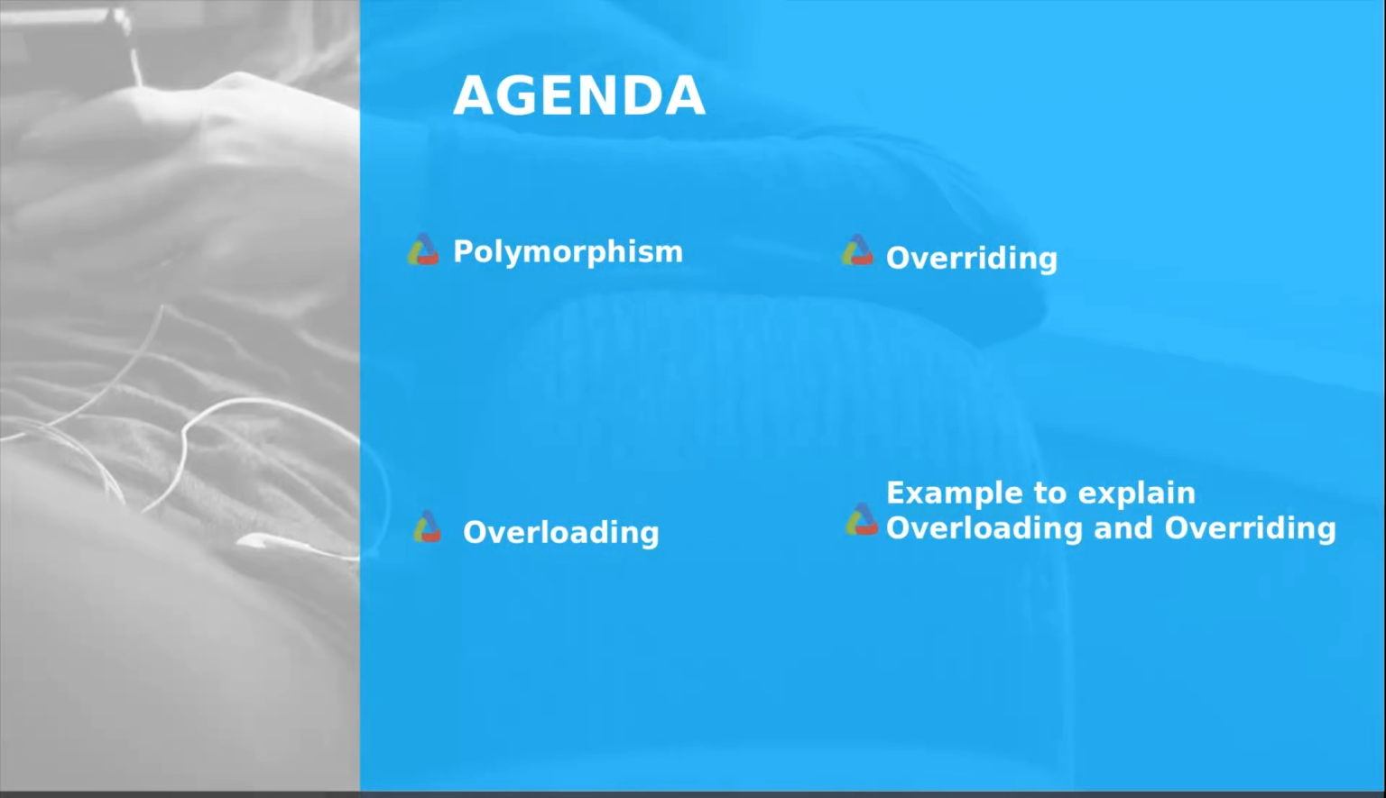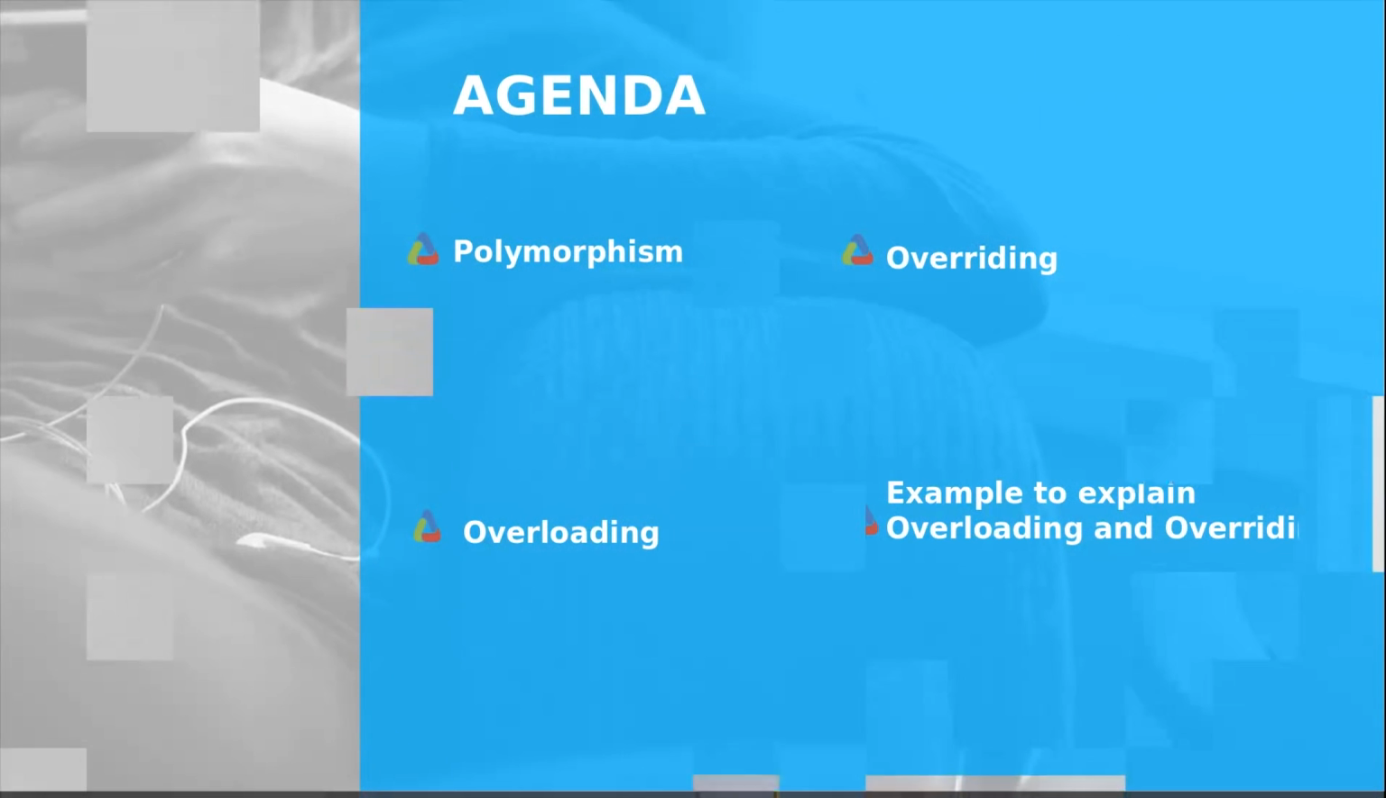The agenda for today's topic is polymorphism, overloading, overriding, and an example to explain overloading and overriding. In this session, I would be covering what is polymorphism, the real life examples. Then I would be explaining what's overloading, what's overriding, and I would be giving an example to explain where overloading and overriding is implemented in a program. So this is what we'll be covering today.